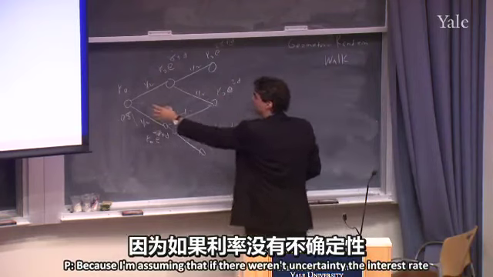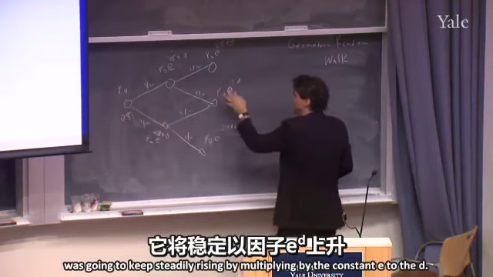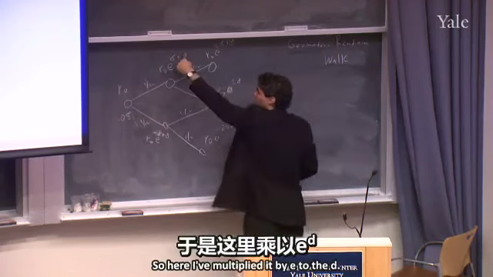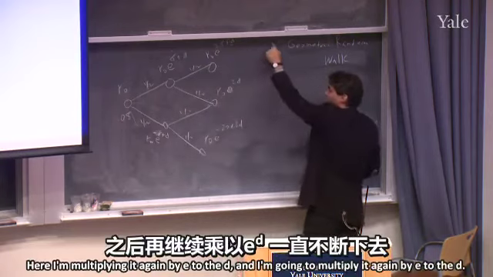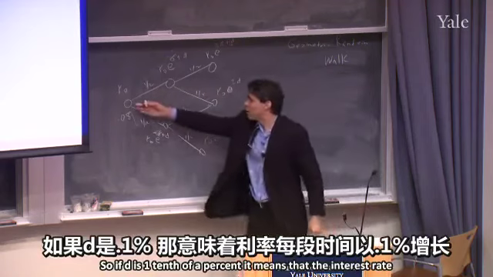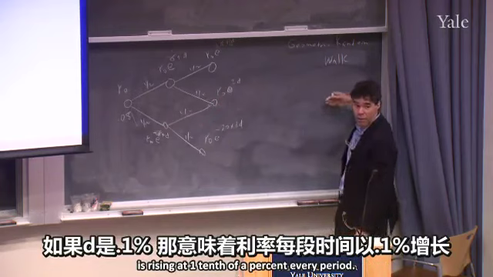Okay, because I'm assuming that if there weren't uncertainty, the interest rate was going to keep steadily rising by multiplying by the constant e to the d. So here I've multiplied it by e to the d. Here I'm multiplying it again by e to the d. I'm going to multiply it again by e to the d. So if d is 0.1%, it means that the interest rate is rising at 0.1% every period.